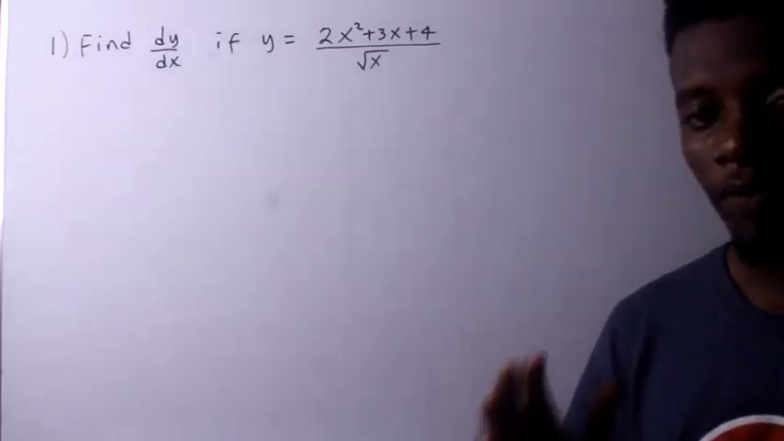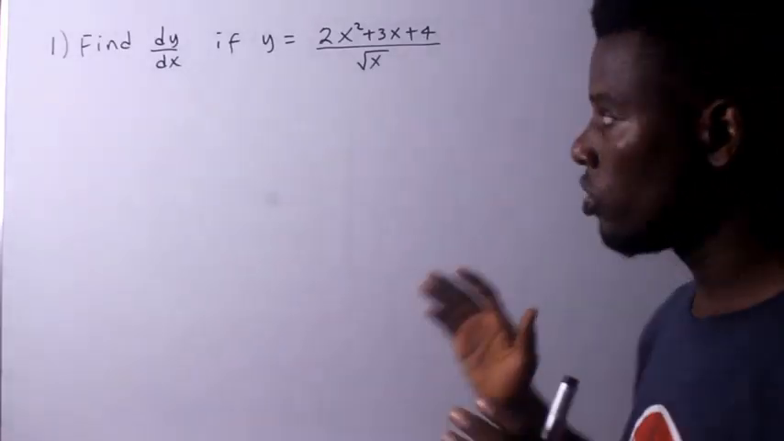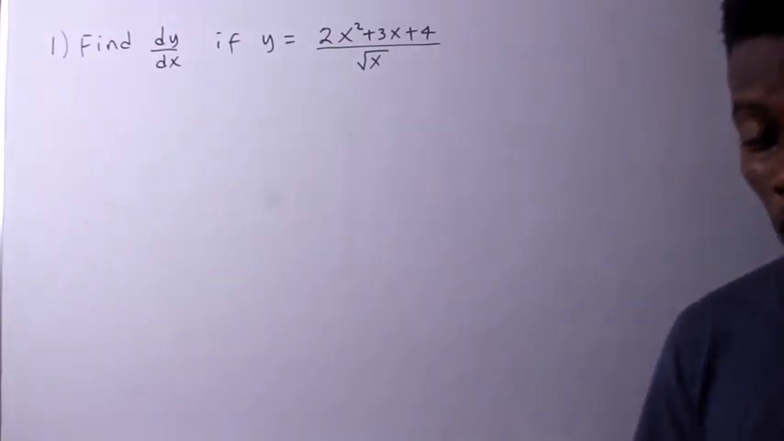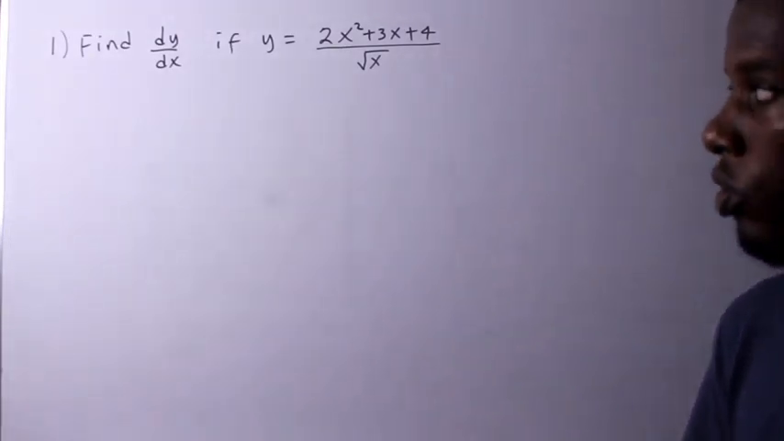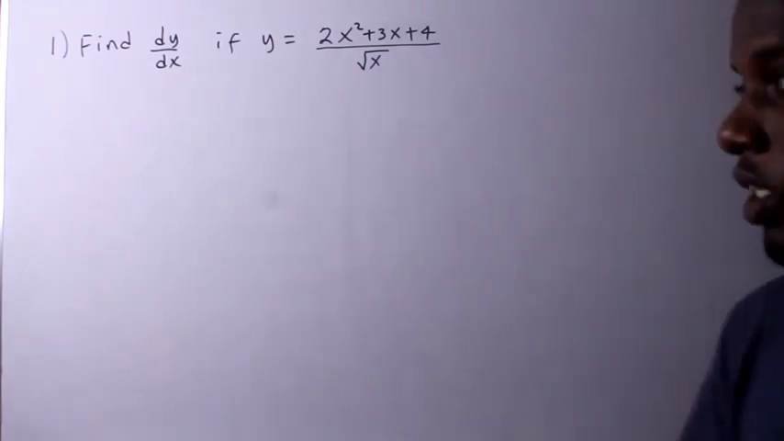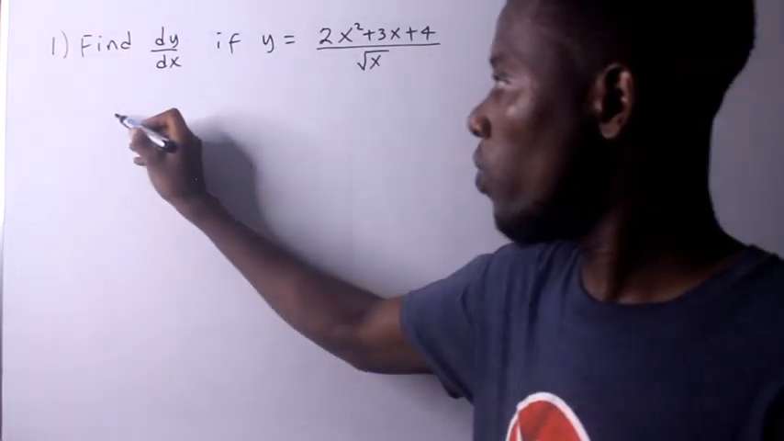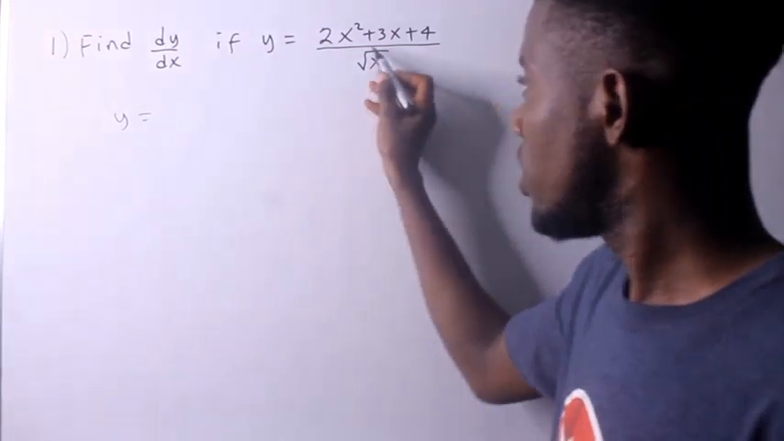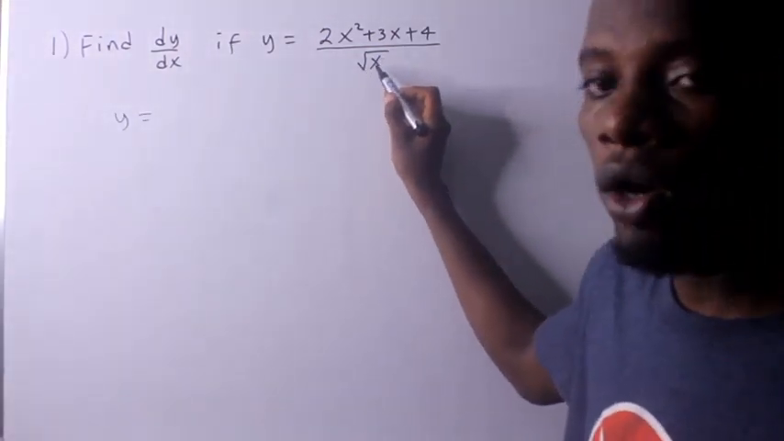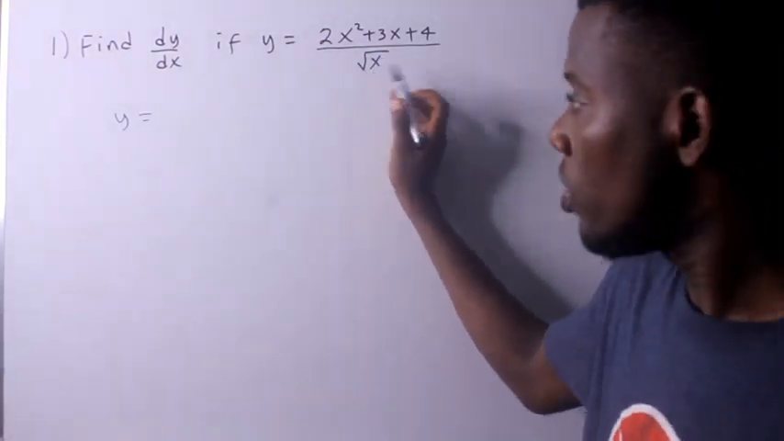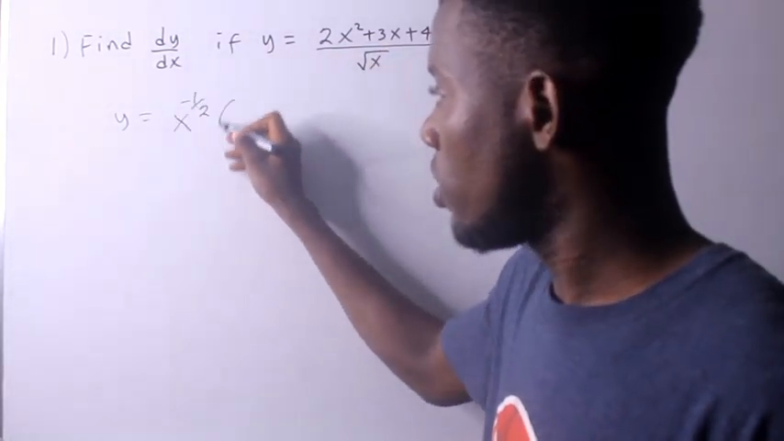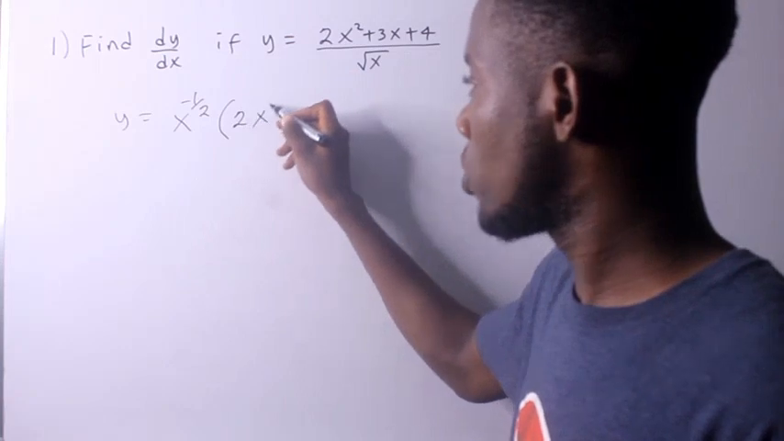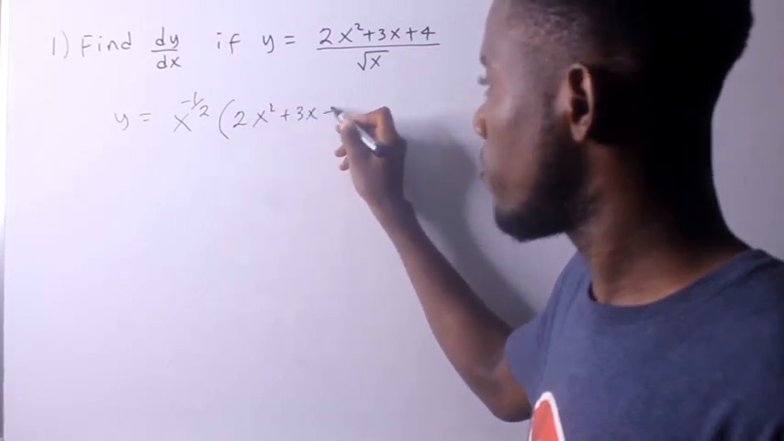of x. Now before you go on to use the quotient rule or the product rule of derivative, I would just want you to note something very important. I want you to know that we can rewrite this as y equals to this x to the power of half, which is root x, can go in the numerator as x to the power of negative half, and then we just have 2x squared plus 3x plus 4.